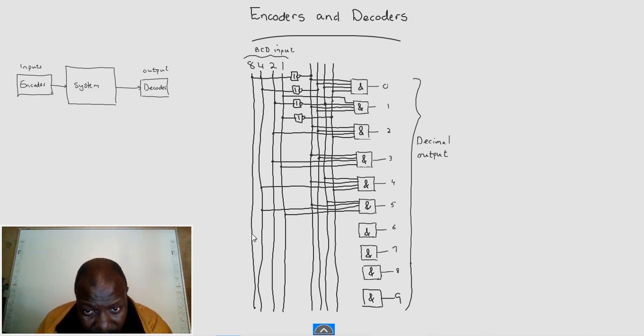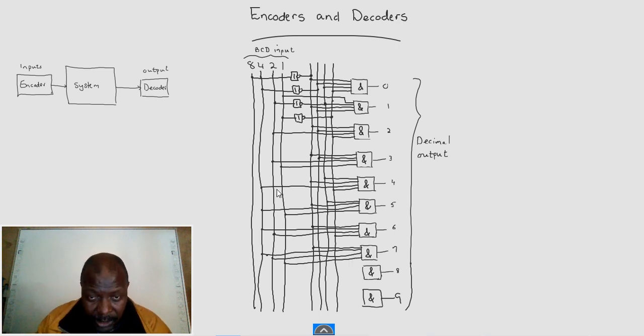The 6 is 4 and 2, so the 8 is inverted. The 4 is direct. The 2 is direct. But our 1 is inverted. Alright, and then the 7 is obviously only the 8 inverted. The rest are direct: 4, 2, and 1.